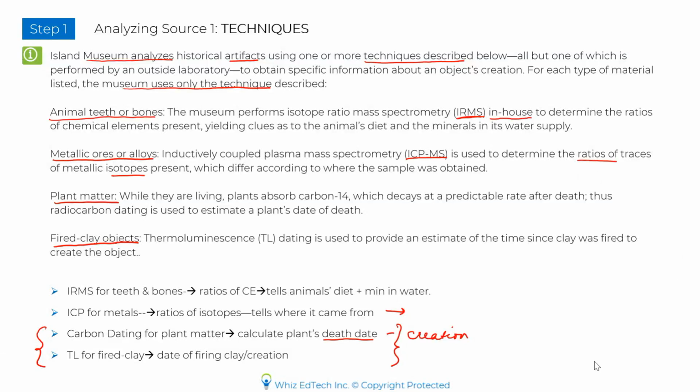So Paras, wood is plant matter, okay? You have to draw that connection. Wood comes from plants. So wood is not a metal. Wood is not a fire clay object. It is plant matter. All right.